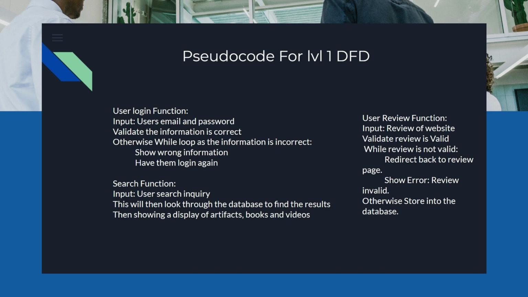Next, we'll have the user review function. We'll have the input a review of the website. It will validate the review is valid. While the review is not valid, it will redirect back to the review page, show error, review invalid. Otherwise, we'll store into the database.